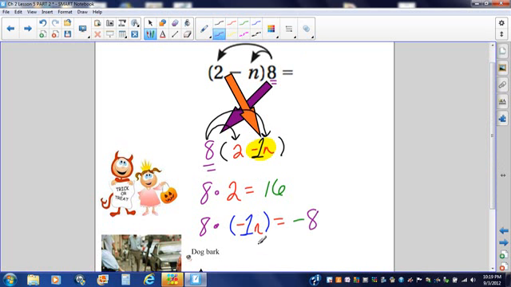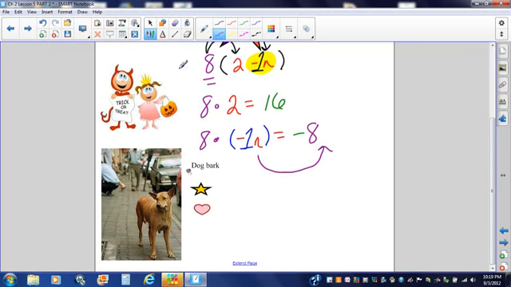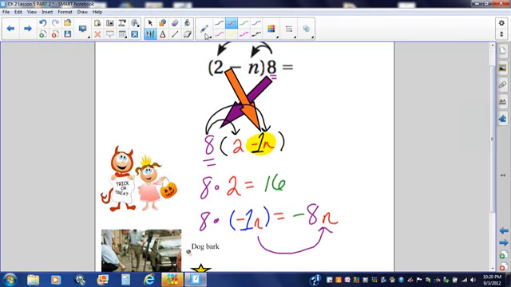And then remember, your letter n is like that dog that just follows you everywhere you go. Now I have 16, which is positive, and a minus or negative 8n.